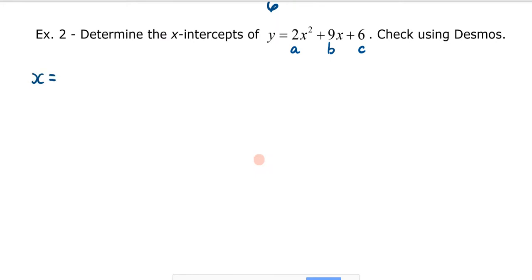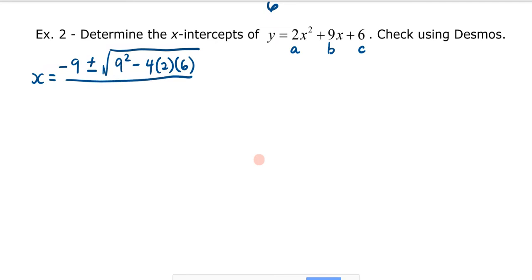x equals negative b, so it's negative of my b value. My b value is 9, so negative 9 plus or minus the square root of b squared, so 9 squared, minus 4 times a, which is 2, times c, which is 6. I'm putting these numbers in brackets to show I'm multiplying. Okay, and then write the square root sign over all the numbers. Then everything is divided by 2a, which is 2 times 2.